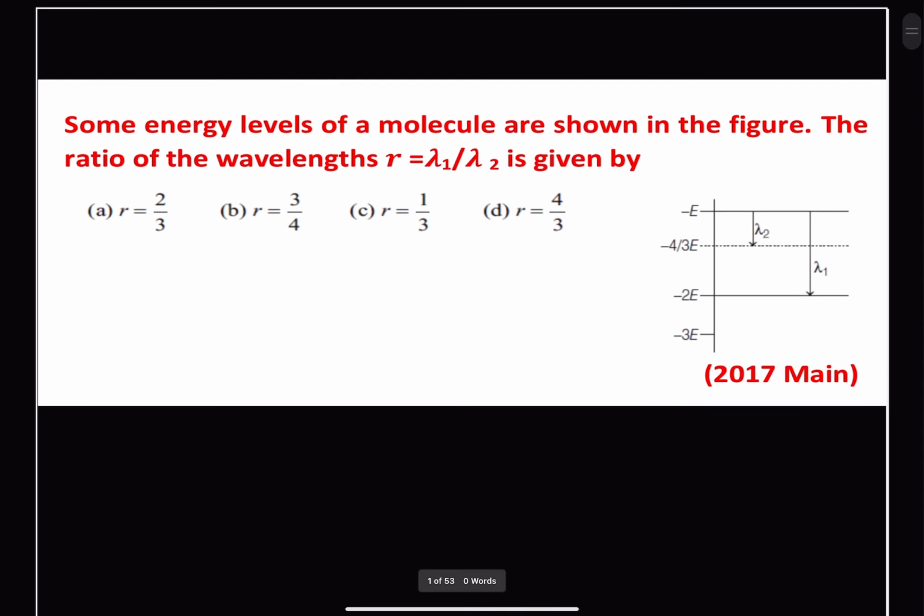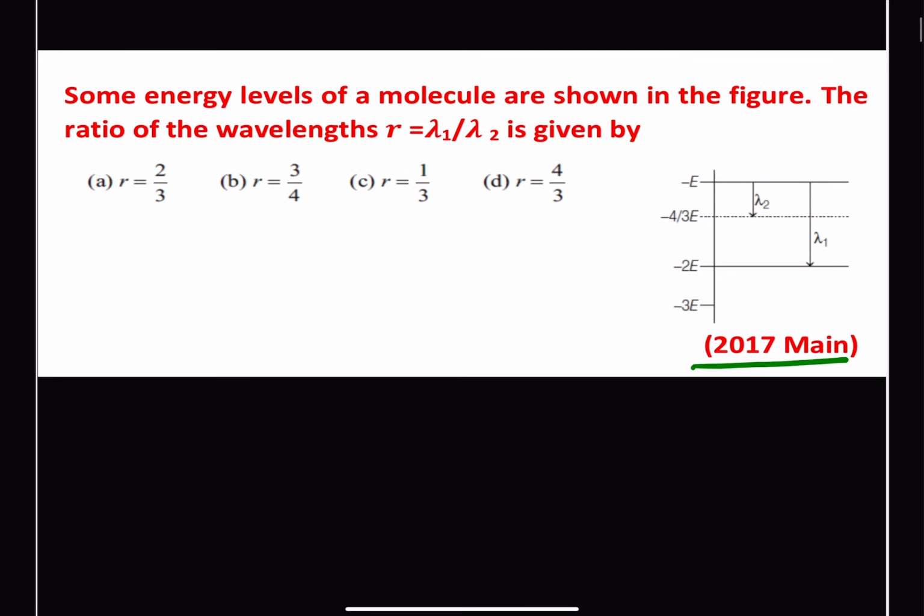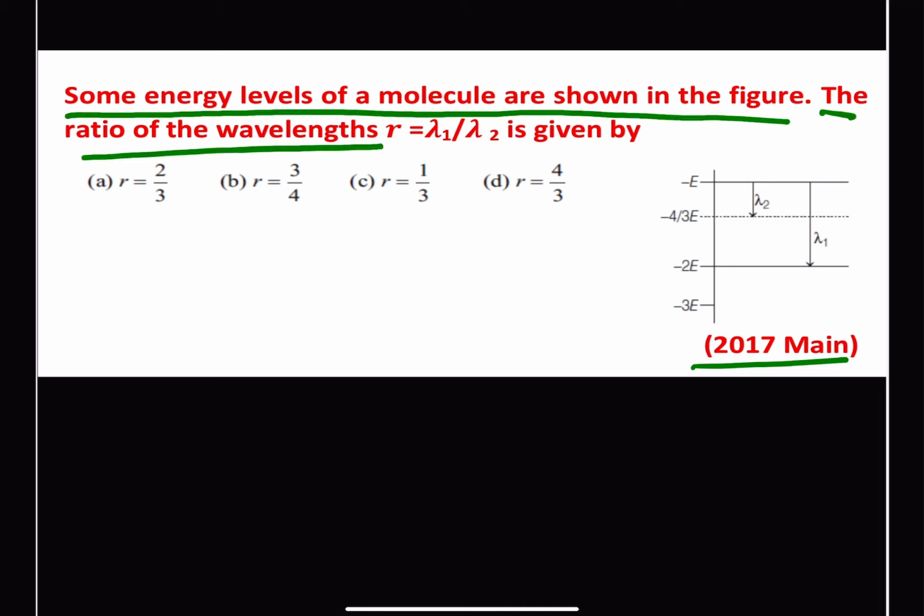So the first question was asked in the 2017 main, and it states that the energy levels of a molecule are shown in the figure. The ratio of the wavelengths, R, lambda 1 to lambda 2, is given by. So we have to find the ratio of lambda 1 and lambda 2, which is represented as R. And the energy levels are given to us.